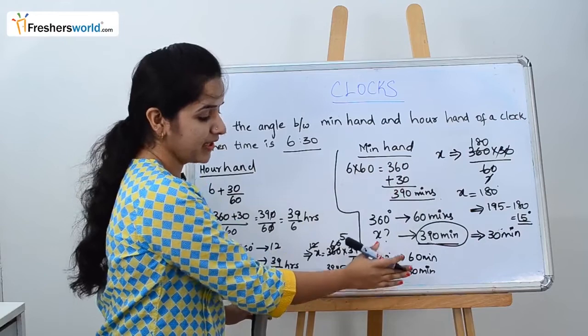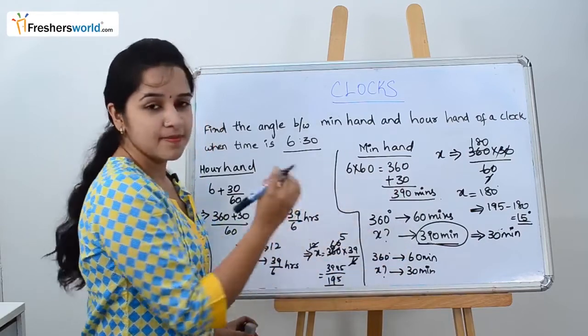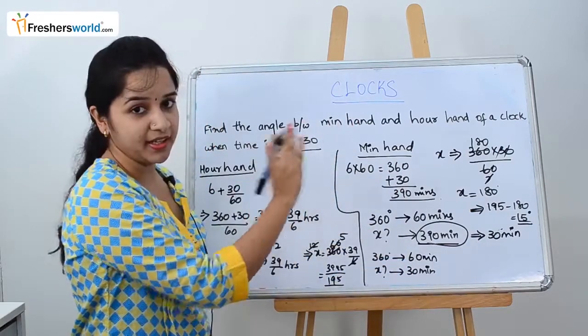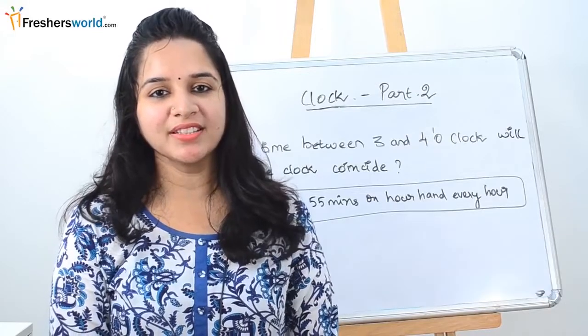Similarly, find it for the minute hand, keep the answer, and subtract both of them. Then you will get the angle between the hour hand and the minute hand. The topic that we are going to look at today is clocks part 2.